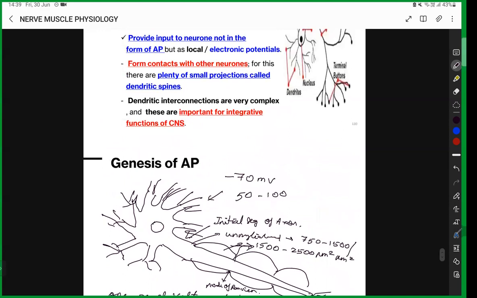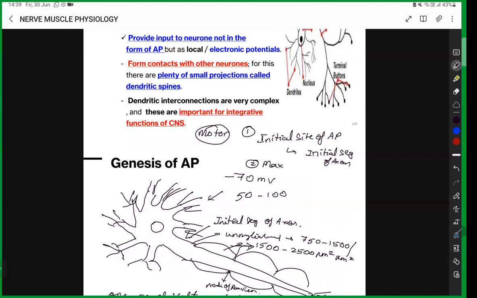So three things you have to understand. Number one, in a motor nerve fiber, where is the initial site of action potential production? The initial site of action potential is going to be at the level of the initial segment of axon. Then where is the maximum site of action potential? The maximum site of action potential is going to be at the level of the node of Ranvier. These two are very important.